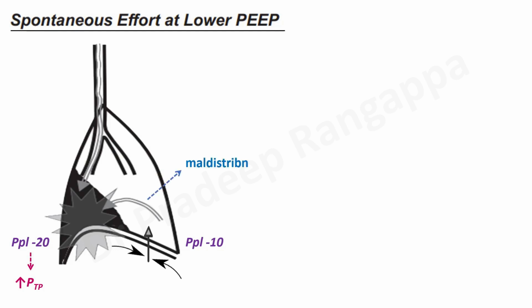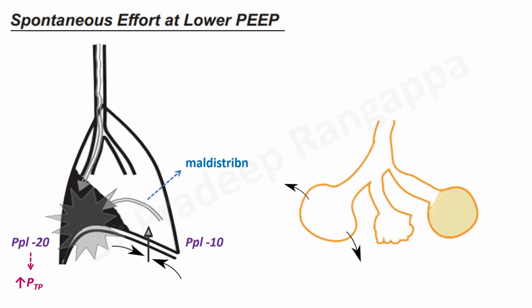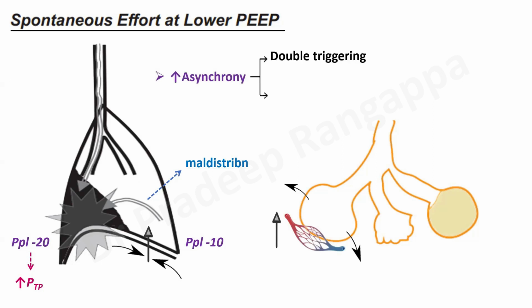And this also leads to maldistribution of the lungs. And then all this leads to the overdistension of the normal alveoli. There is increased permeability in the lung. There is increase even in the perfusion of the alveoli. And this leads to asynchrony. And this asynchrony, there are two types, which can be double triggering in spontaneously breathing. In overtly sedated, there can be something called reverse triggering. So all this leads to more perpetuation of ARDS that we see with a lower PEEP.